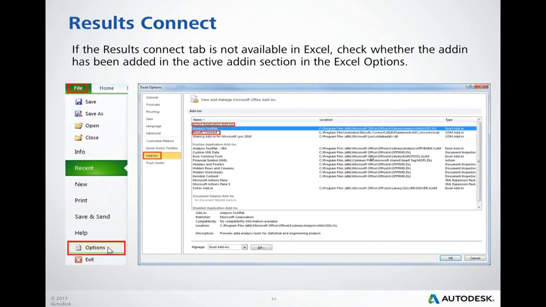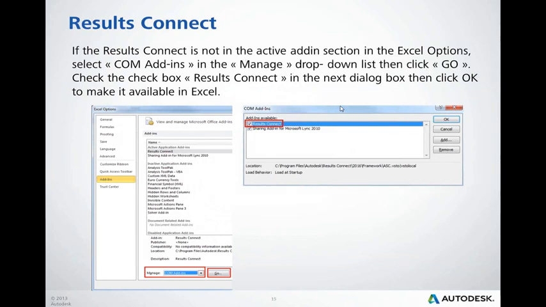If the Results Connect tab is not available in Excel, check whether add-in has been added in the active add-in section in Excel options. It's located under the File menu in Excel. If the Results Connect is not in the active add-in section in the Excel options, select COM add-ins in the Manage drop-down list, then click Go and check the checkbox Results Connect in the next dialog box. Then click OK to make it available in Excel.